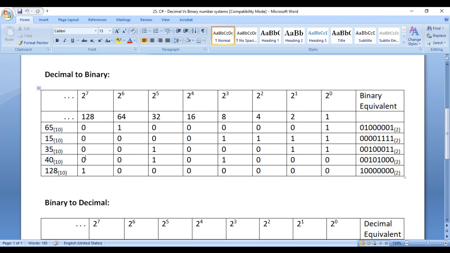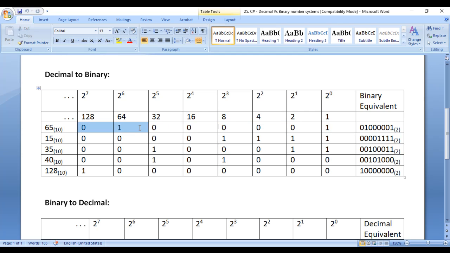Okay. So let's convert 65 to binary equivalent number. What we do, we find the numbers which on adding them, we get 65, guys. Here, if we add 64 and 1, we get 65. So what we do, underneath 64 we write 1, underneath 1 we write 1. Remaining places we put zeros.